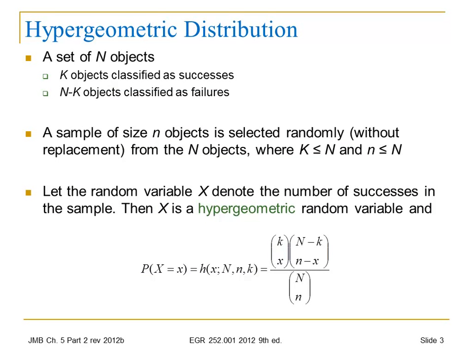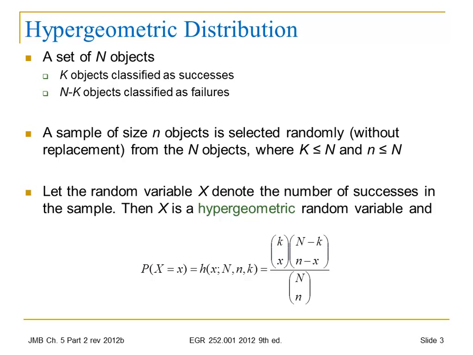Now, when you look at the hypergeometric, in this case you have a big N, which is essentially a sample from your population. That's what we call capital N. So we have a set of N objects, and from this set we have K of them that are classified as successes. Okay? Now, if you subtract N minus K, you know that you're going to have that number of failures.